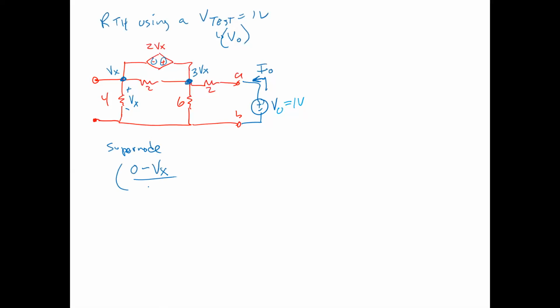But 0 minus Vx over 4 is going to be the current going into Vx from below, from that 4 ohm resistor, plus 0 minus 3Vx over 6, plus, now what's the current going through the 2 ohm resistor now that we have a voltage source there? 1 minus 3Vx over 2, right? So not that hard, right? That's the difference of having a voltage source or a current source.